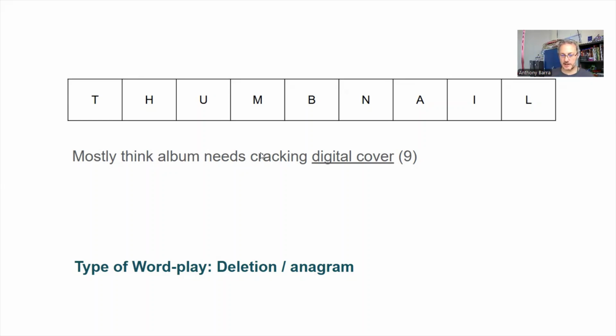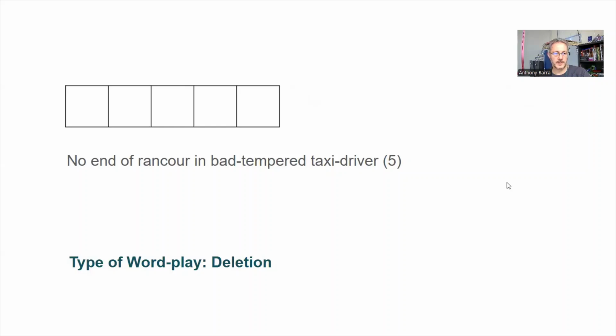And when we rearrange or anagram those letters, we get another 9-letter word, thumbnail, which also equals our definition, digital cover. So a thumbnail for like a YouTube video, for example, is like a digital cover for that video's content. That was a tricky one. I didn't get that one when I first encountered it.